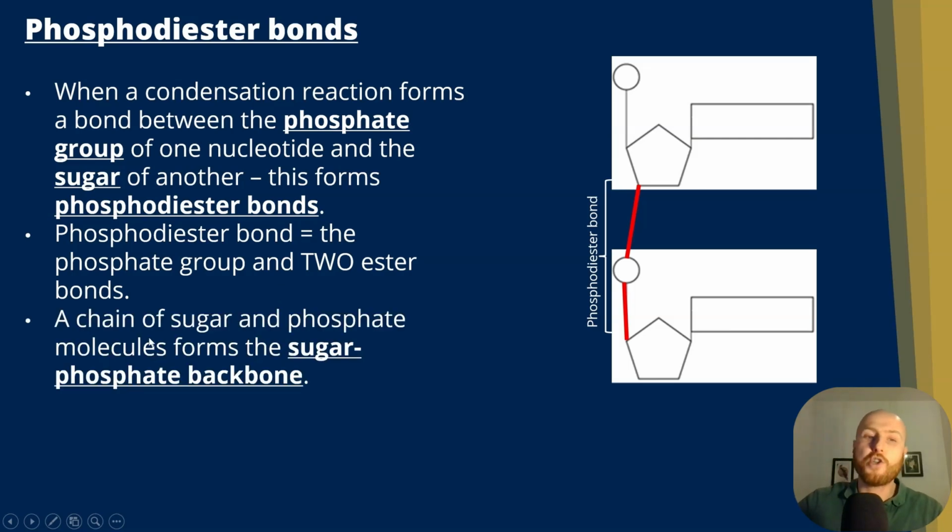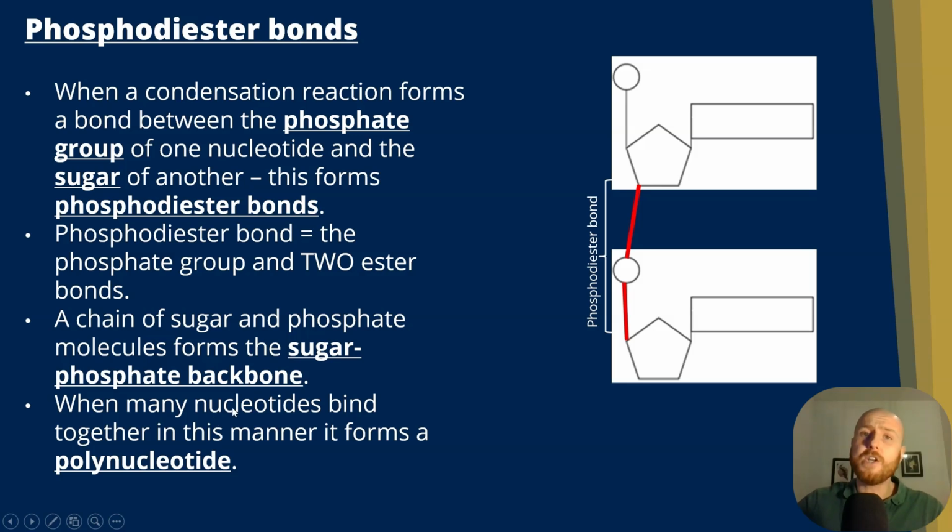Now, a chain of sugar and phosphate molecules makes up the sugar-phosphate backbone of DNA. And we can see here the sugar-phosphate backbone going all the way down. Okay, the sugar is the pentagon, and the phosphate is the circle.